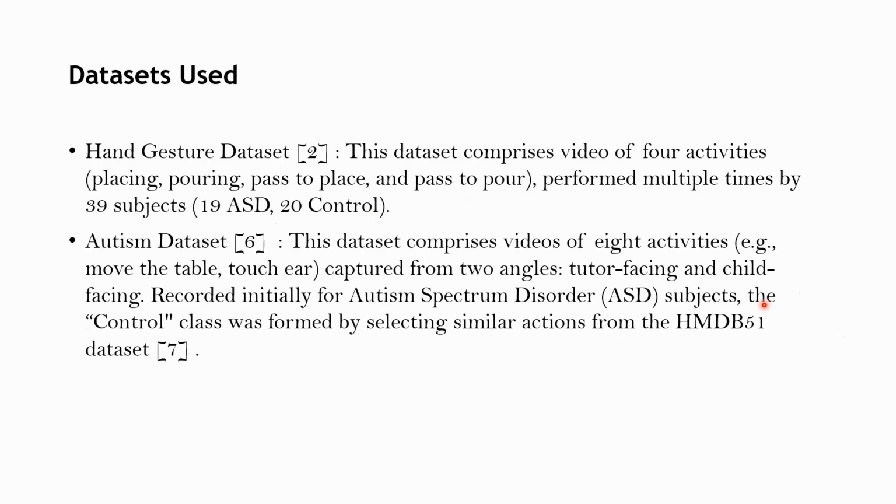Datasets used. Hand gesture dataset. This comprises videos of 4 activities performed by 39 subjects, out of which 19 are ASD and 20 are control subjects. Autism dataset. This comprises videos of 8 activities captured from 2 angles, tutor facing and child facing, for ASD subjects. The control class was created by selecting similar actions from a publicly available dataset, HMDB51.